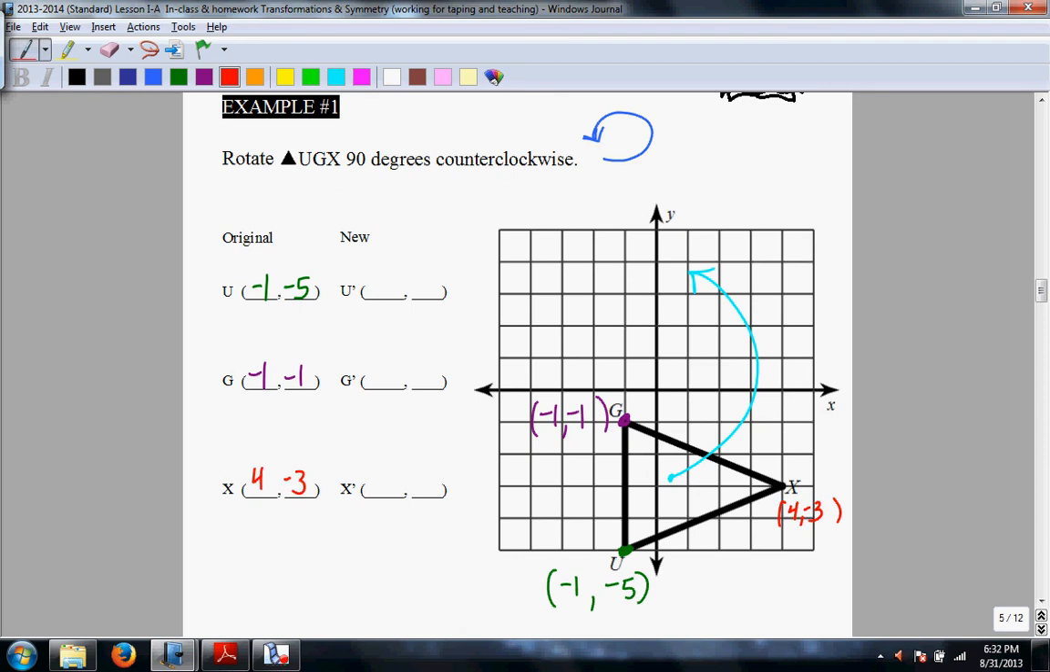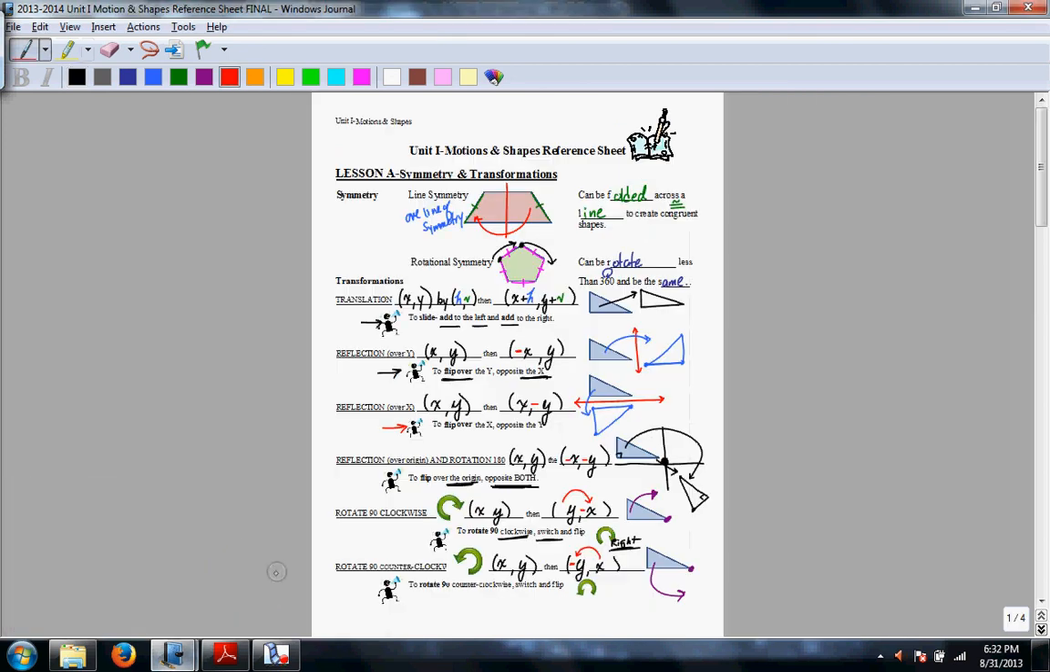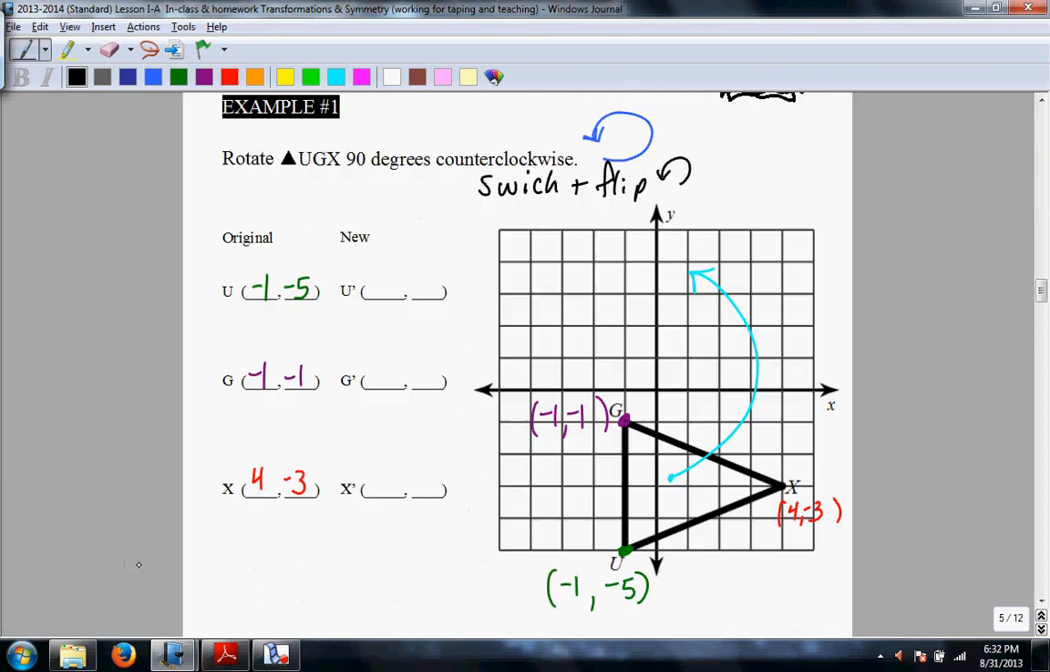Okay. Remember what we talked about. To rotate 90 counterclockwise, switch and flip to the left. That was on this paper, right down here. To rotate 90 clockwise, switch and flip to the right. So do not do both steps at the same time. Let's do them one step at a time.